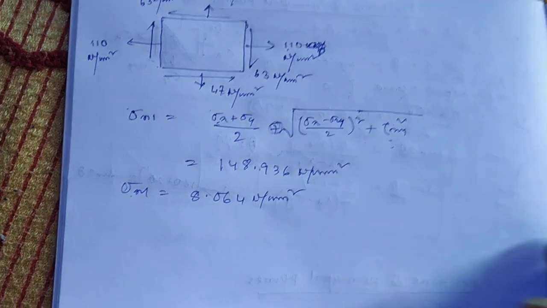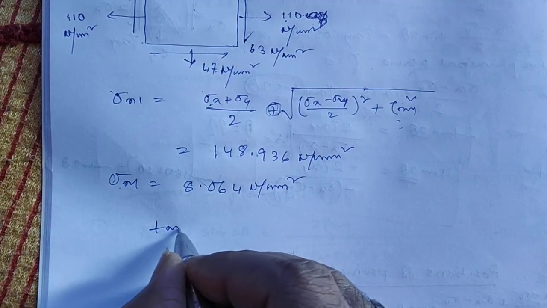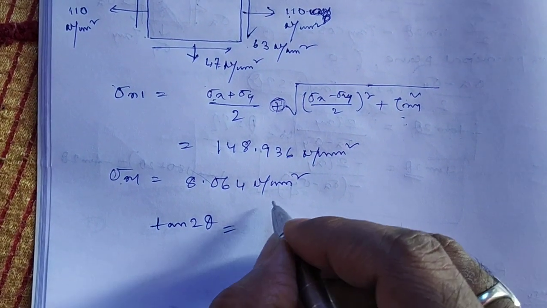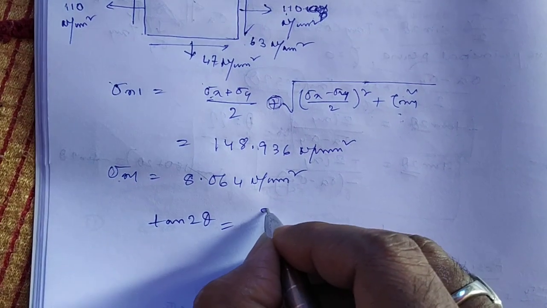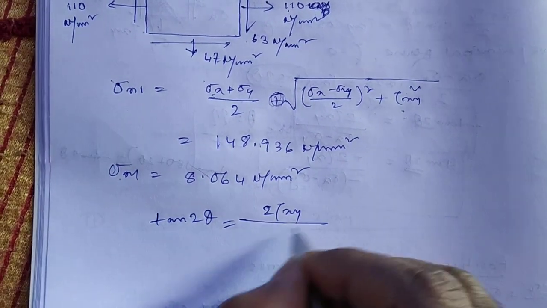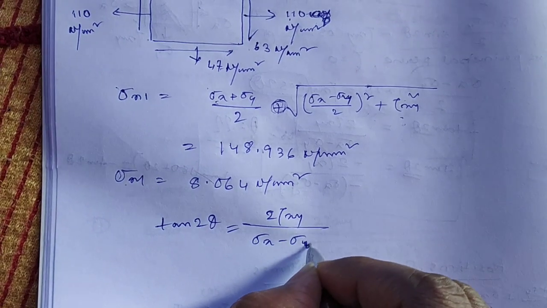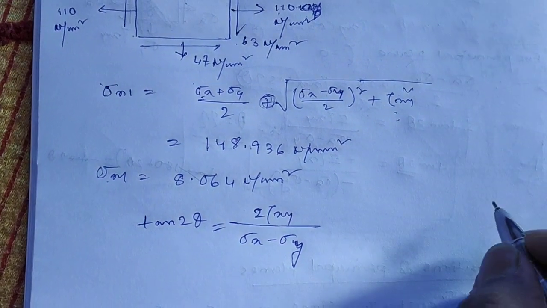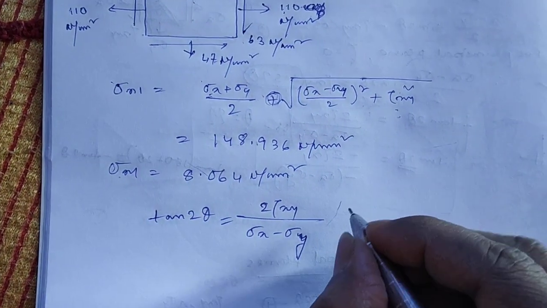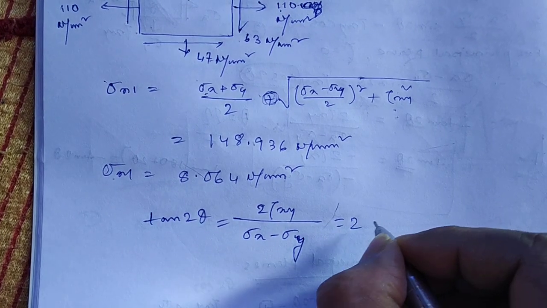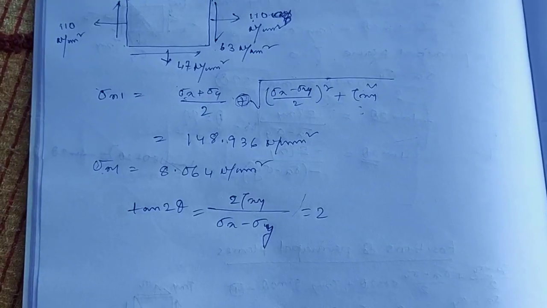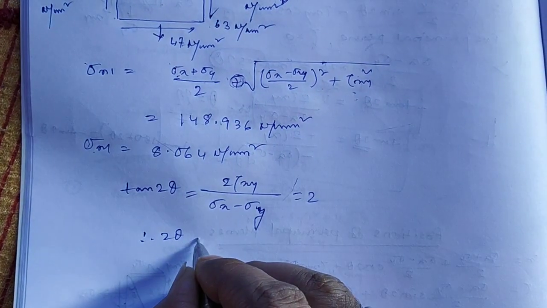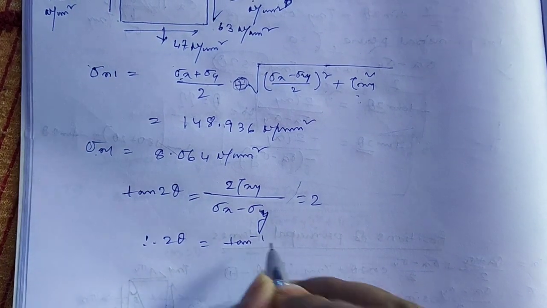Now what will be the position? For the position we have already seen that we can use this equation, that is tan 2 theta equals 2 tau xy divided by sigma x minus sigma y, right? We can use this one. Just put the values, and you will get this value equal to 2. Now if you find out the value of 2 theta, this will be tan inverse 2.